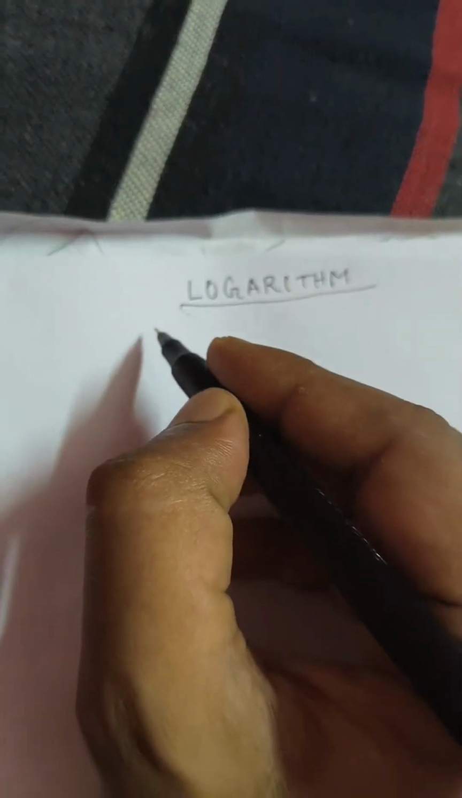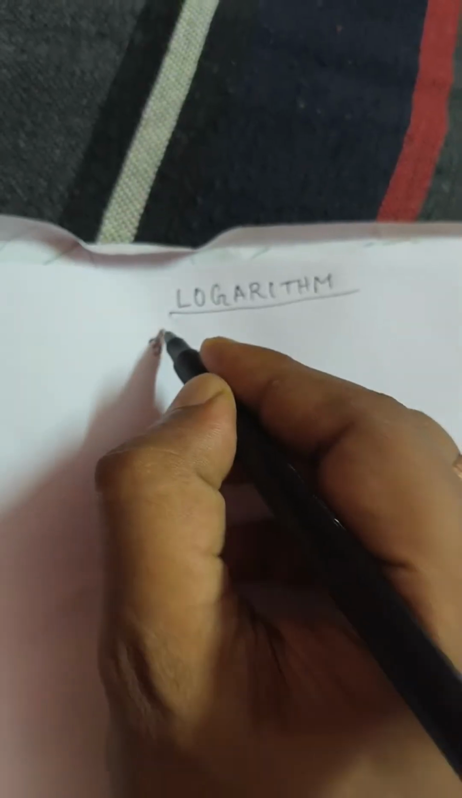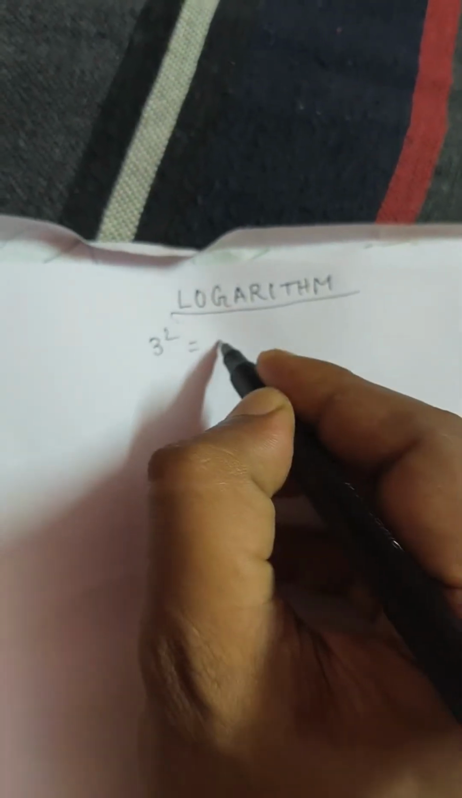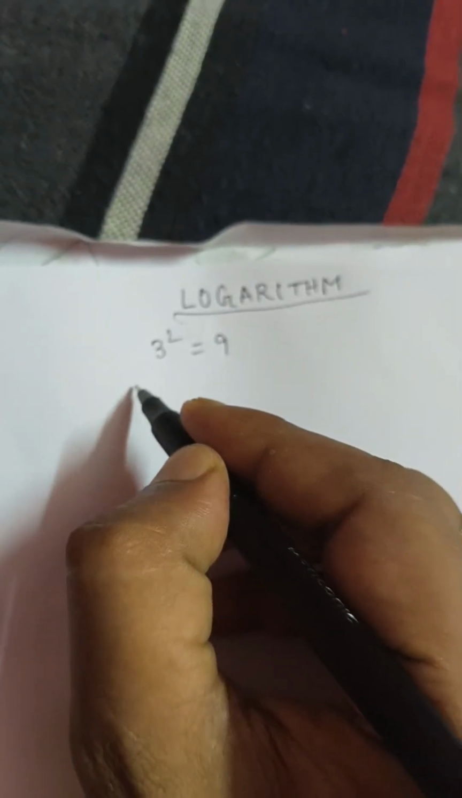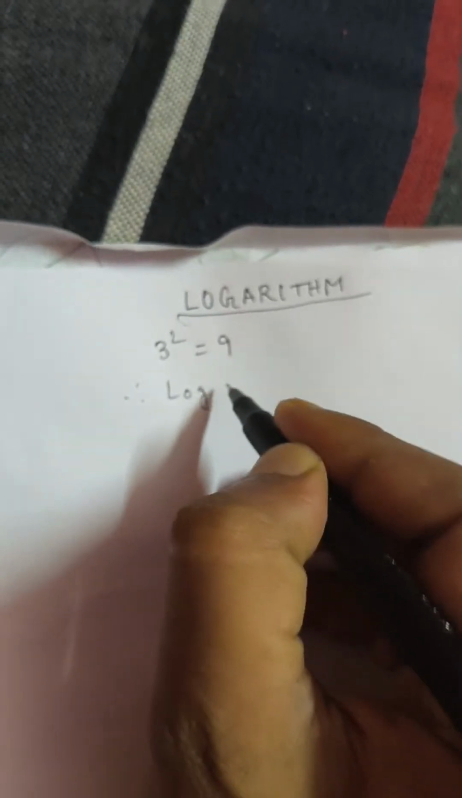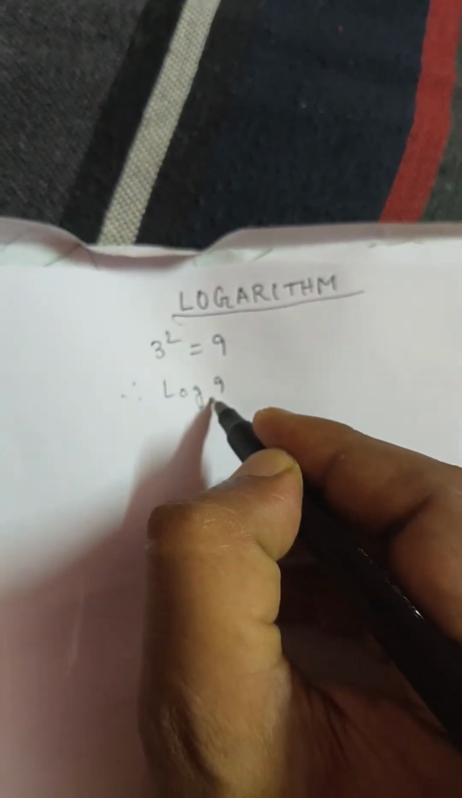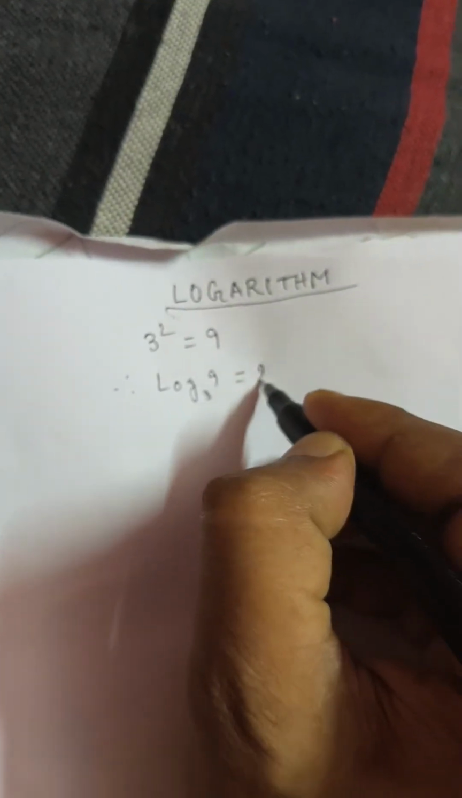So what is logarithm? If we take some examples like 3 square which is equal to 9, we can write this in this way: log of 9 base 3 is equal to 2.